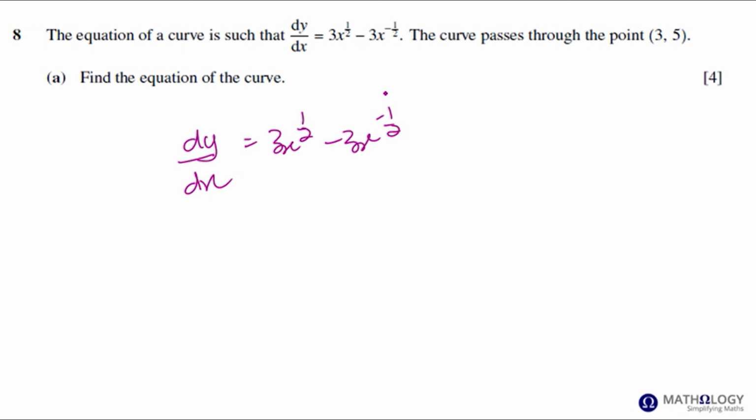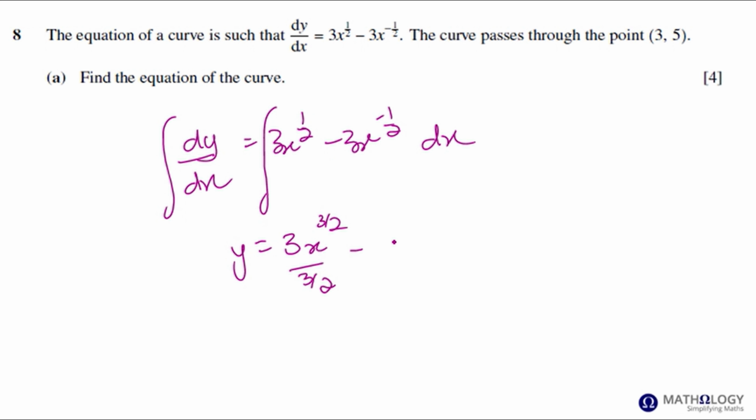And we're required to find the equation of the curve. So to find the equation of the curve, we will be integrating these expressions. So y equals 3x to the half plus 1, x to the 3 over 2, divided by 3 over 2, minus 3x to the minus a half plus 1, so 3x to the half, and we divide by a half, and we add the constant of integration.